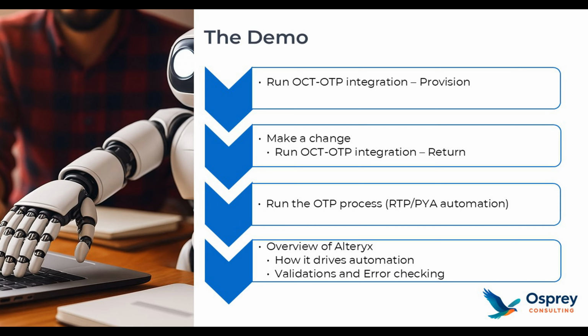Thirdly, we're going to run the tax provision RTP process to drive our prior year adjustments. And lastly, we're going to give you a bit of an overview of Alteryx, how it drives automation, and some validations and error checks that we've built into the integration. And with that, let's move over to the first section. So first of all, let's take a look at running our OCT and OTP integration to drive a provision dataset.